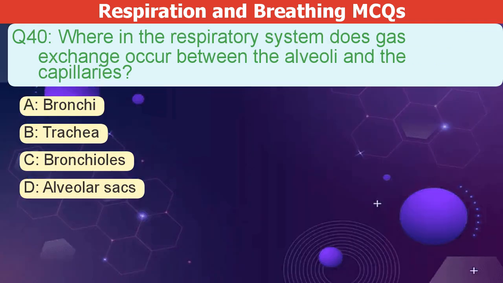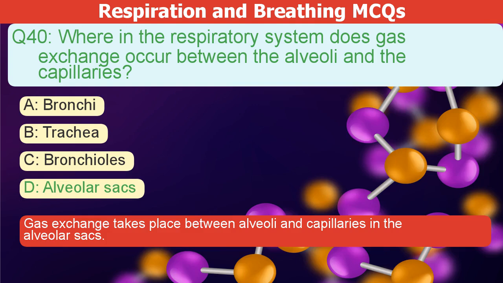Where in the respiratory system does gas exchange occur between the alveoli and the capillaries? A. Bronchi. B. Trachea. C. Bronchioles. D. Alveolar sacs. The correct answer is D. Gas exchange takes place between alveoli and capillaries in the alveolar sacs.